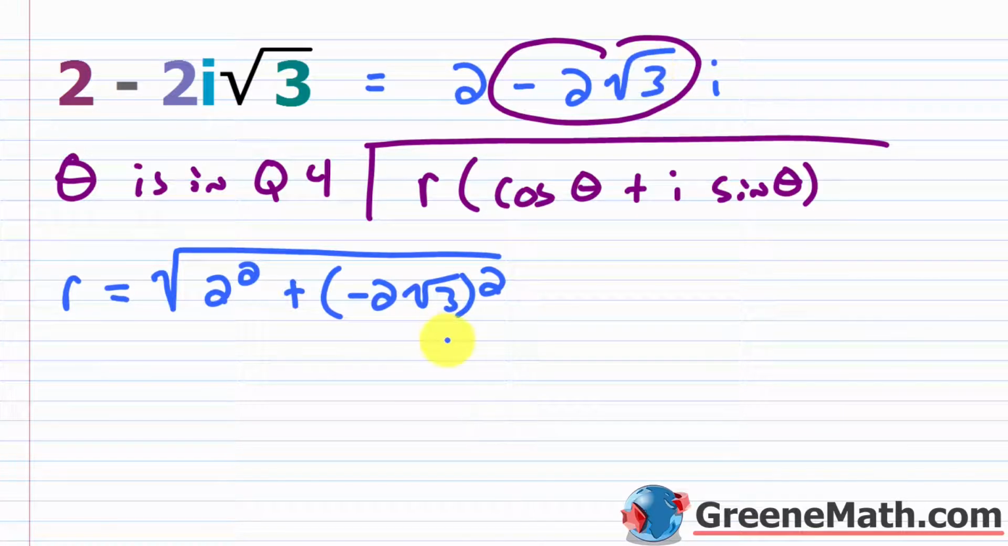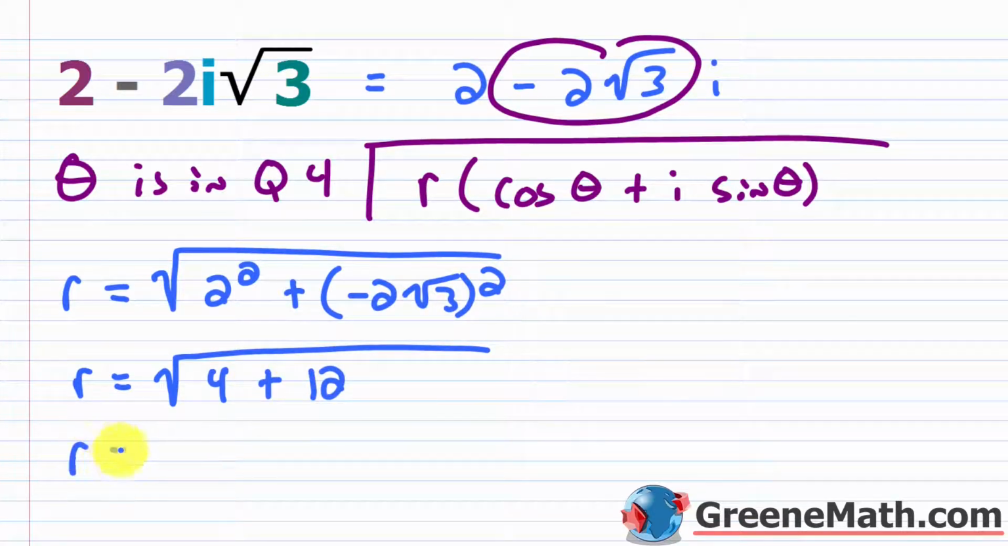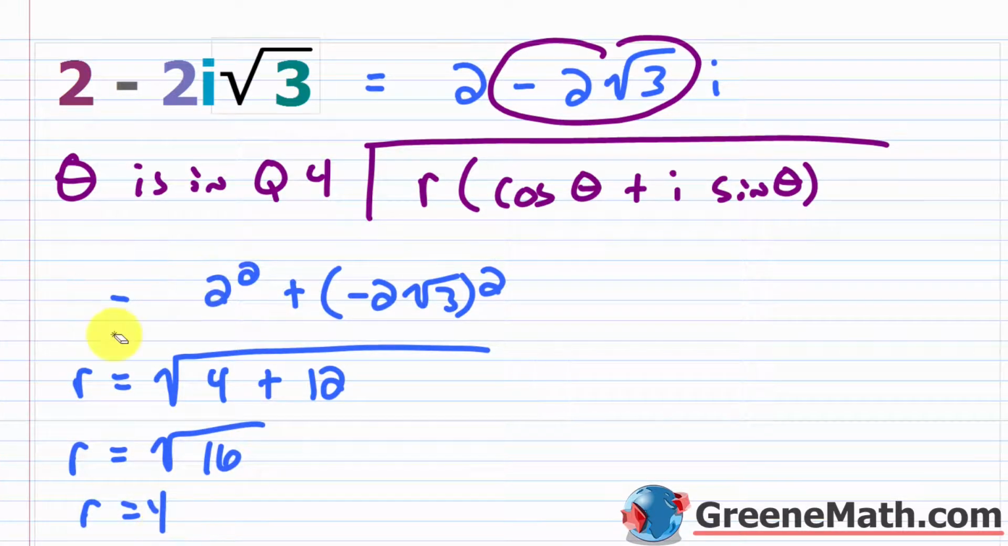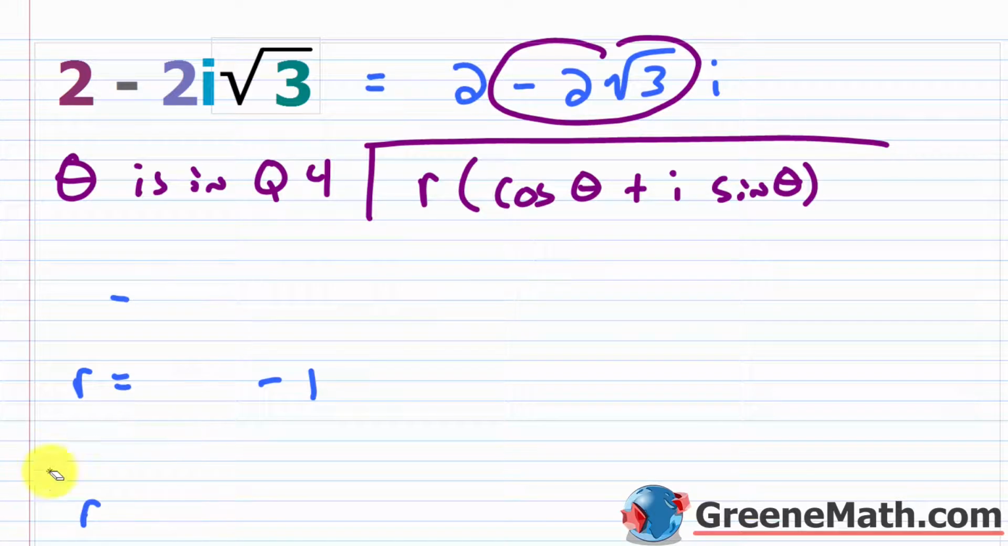That's what you want. So we have r is equal to the square root of, this is 4, and then basically you have negative 2 squared, which is 4, and you have square root of 3 squared, which is 3. So 4 times 3 is 12. So I'd put plus 12 here, okay? So r is equal to the square root of 16, so r is equal to 4. So the first part of that is done. So r is equal to 4.